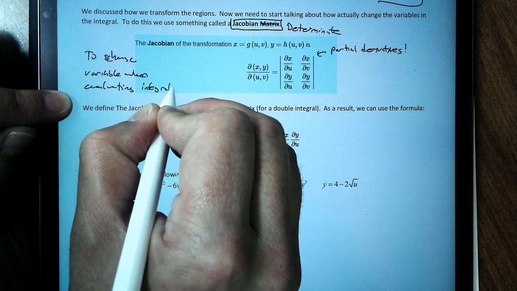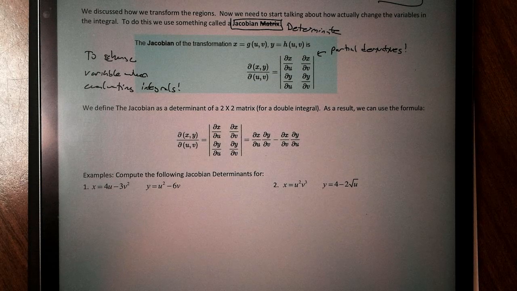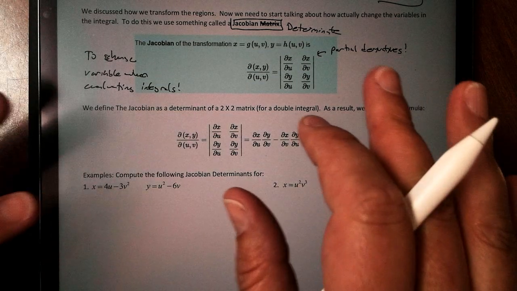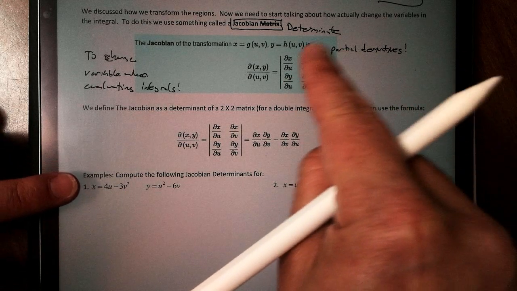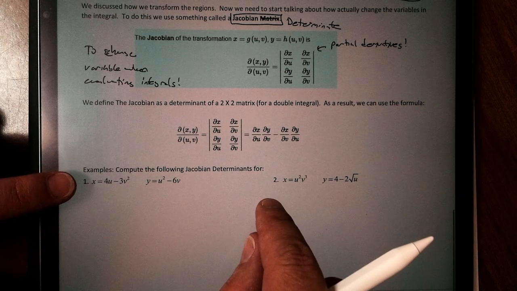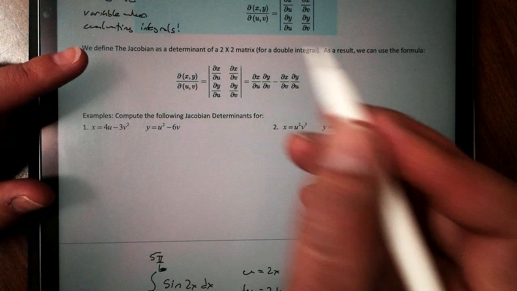So when we're trying to change variables using integrals, we have to use this Jacobian determinant. This is going to help us transform the function. And notice again, the elements here are partial derivatives. So let's take a look at this one. Here it is right here again. And this is just, remember, how to take a determinant.